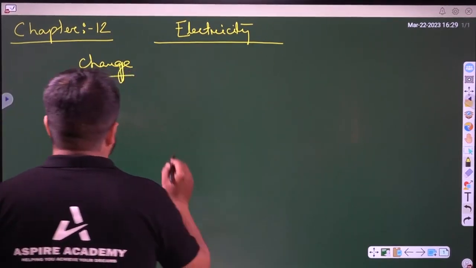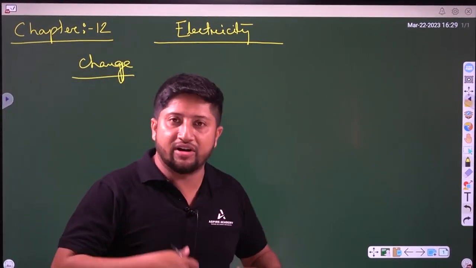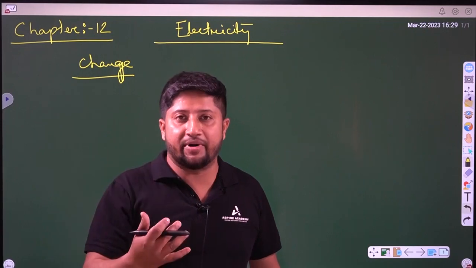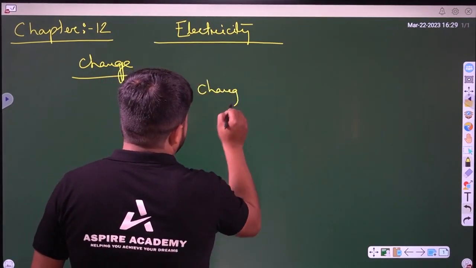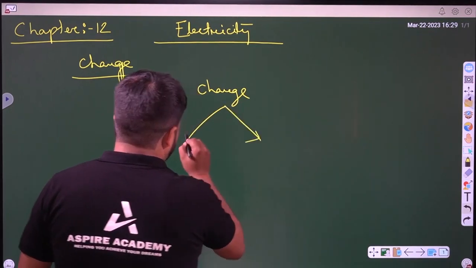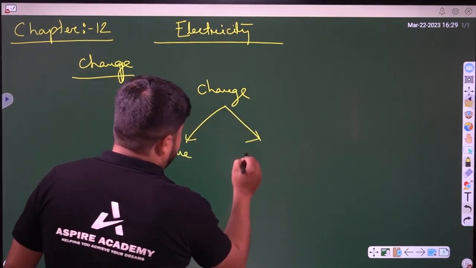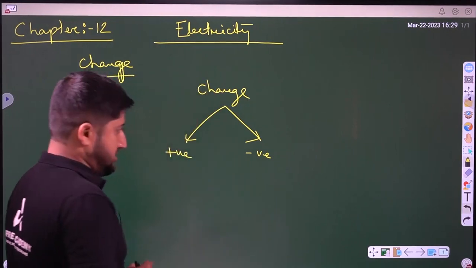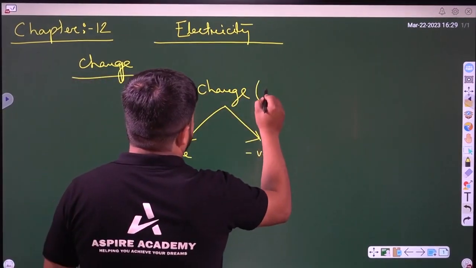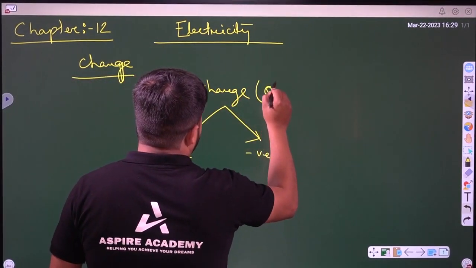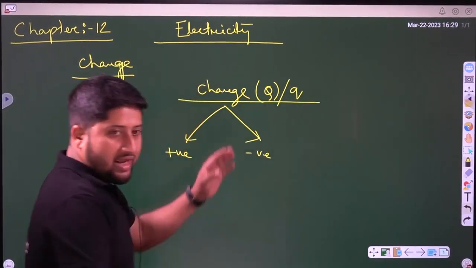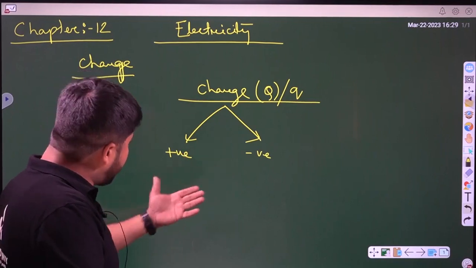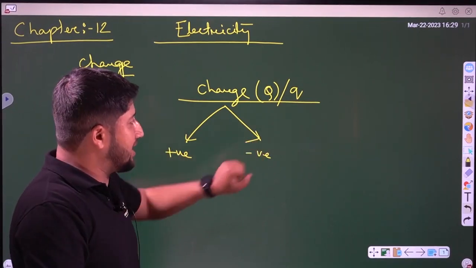Charge is the intrinsic property of matter. We have already discussed what an intrinsic property is. There are two types of charge: one is called positive charge and the other is called negative charge. We can denote charge by capital Q or small q. You can denote it both ways.